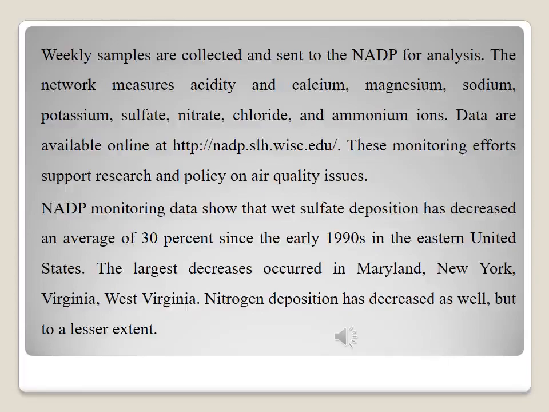NADP monitoring data show that wet sulfate deposition has decreased an average of 30% since the early 1990s in the eastern United States. The largest decreases occurred in Maryland, New York, Virginia, West Virginia. Nitrogen deposition has decreased as well, but to a lesser extent.